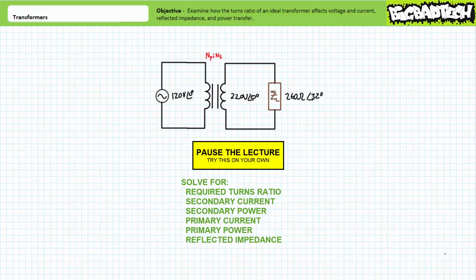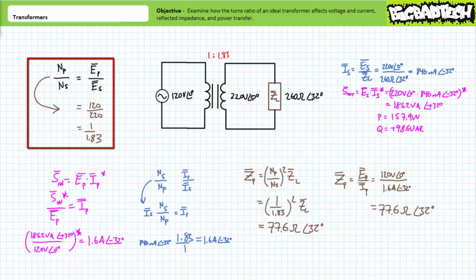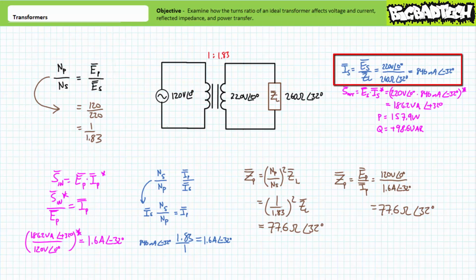If you're tracking, you should have obtained the following results. To step up 120 volt input to 220 volt output would necessitate a transformer with a turns ratio of approximately 1 to 1.83. When 220 volts is applied to our motor winding modeled as an impedance of roughly 260 ohms at an angle of 32 degrees, Ohm's law suggests that the current through the secondary winding will be roughly 846 milliamperes at an angle of negative 32 degrees.